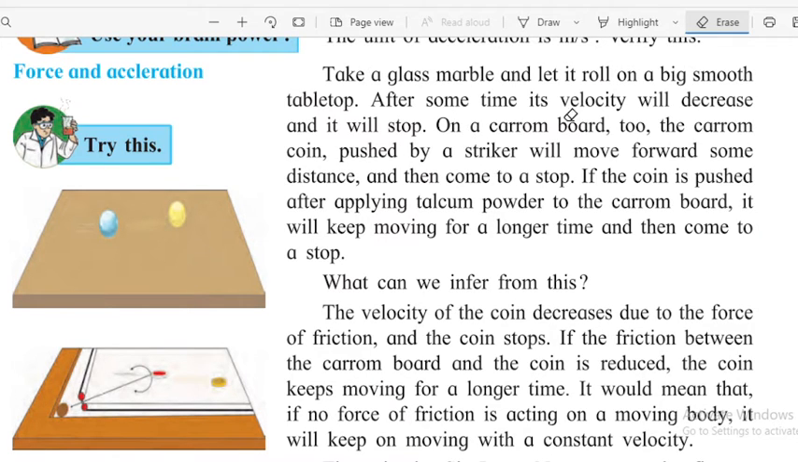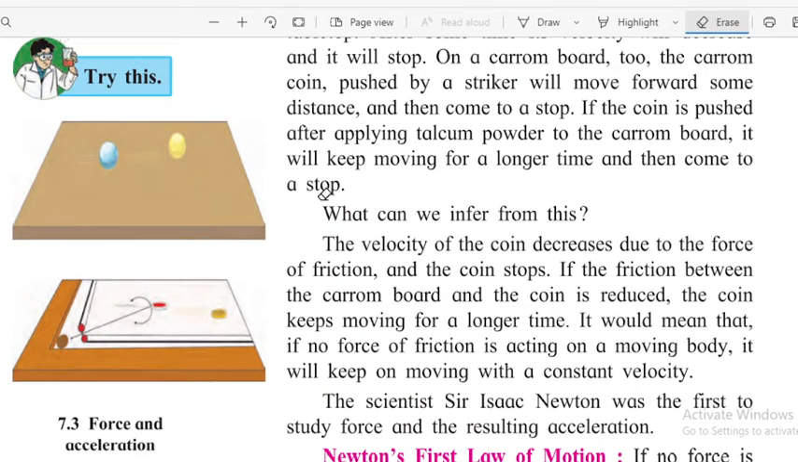On a carom board too, when a carom coin is pushed by a striker, it will move forward some distance and then come to a stop. If a coin is pushed after applying talcum powder to the carom board, it will keep moving for a long time and then come to a stop. See, here you will see a carom board. When you hit the coin, if you apply powder to it, the surface will become smooth. When you hit, it will also go here and here.